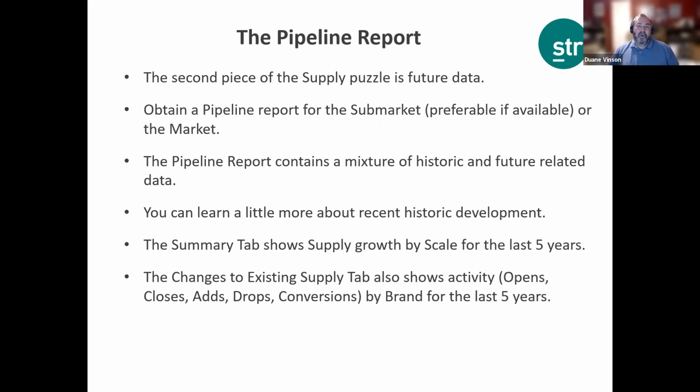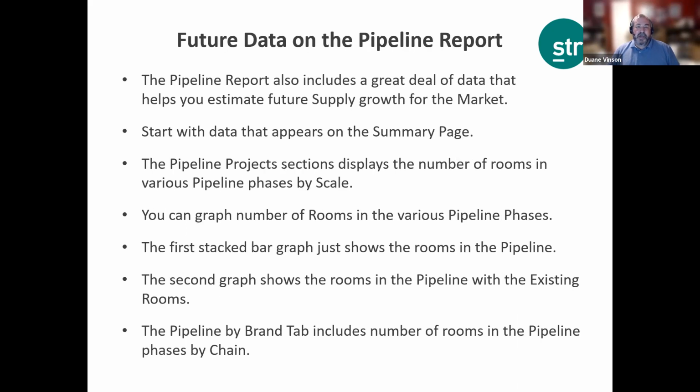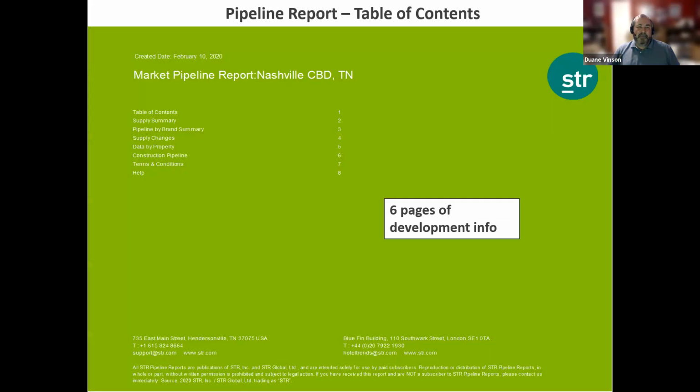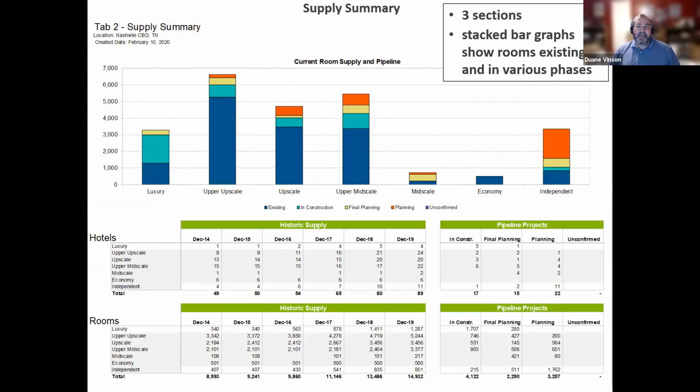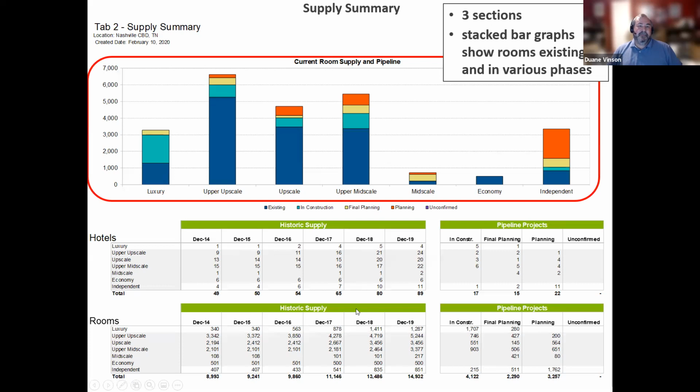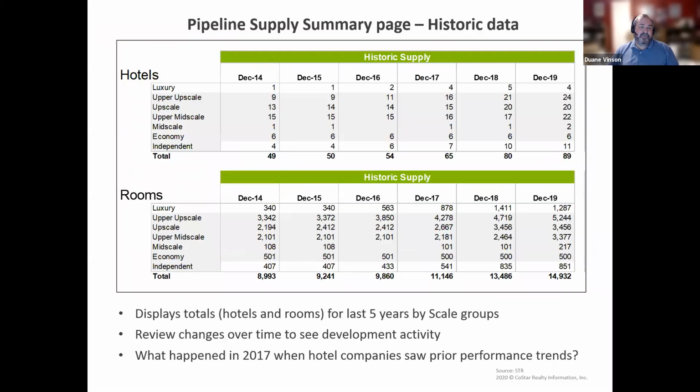And so we want to get a pipeline report on our submarket, okay? You could get it on the market, but we really want to focus on what's happening in that immediate area. So we want to get a pipeline report on our submarket. And as we know, there are different tabs included in that report. On that second tab, the supply summary tab, we're able to see information on existing supply by scale within our market. We have information there on recent changes to supply by scale, looking back over the last 6 years. We also have information there on current hotel development, number of hotels and number of rooms, okay?